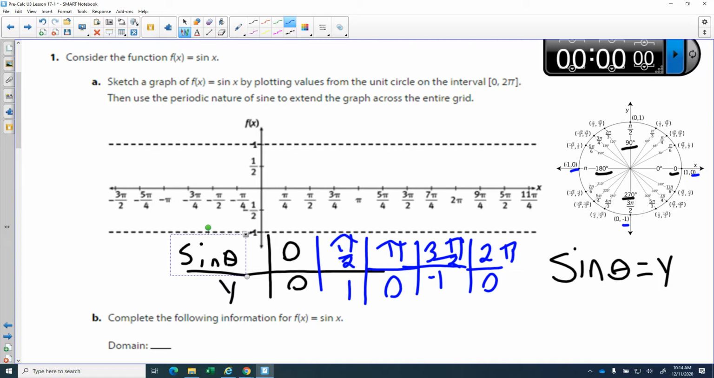The reason this is important is because it helps describe over one period what the value of sine comes out to be. So if I were to look at this, it would start at 0. At pi over 2, it would go up to 1. At pi, it'd go back to 0. At 3 pi over 2, it's at -1. And at 2 pi, it's back to 0. Giving me a function like this. That is one period.